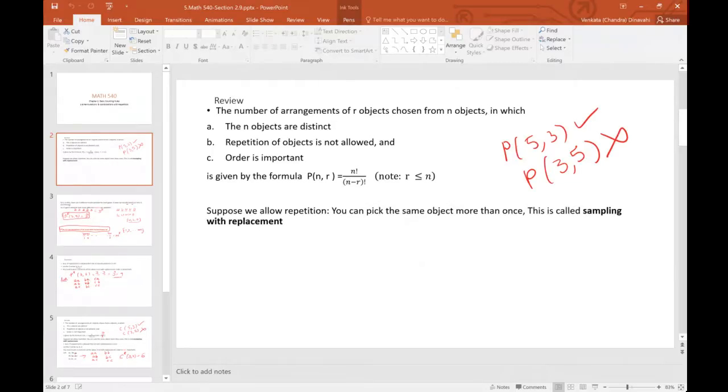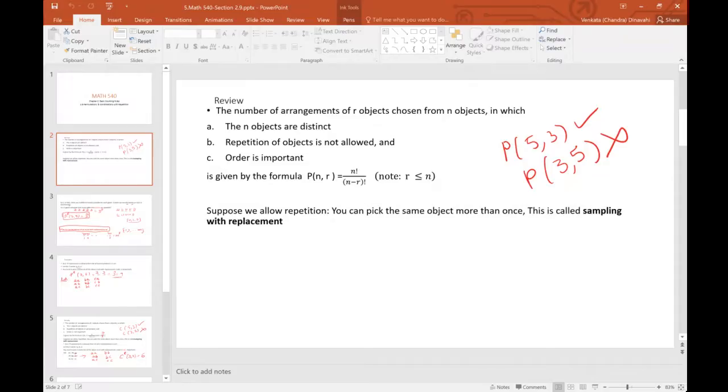Please remember, in this case your r is always less than or equal to n. For example, P of 5 3 means you're selecting 3 things out of 5 things. That makes sense because you cannot pick the same thing over and over. But P of 3 5 doesn't make any sense. People call that 0, or you can simply say it does not make sense, because you cannot pick 5 items out of 3 when you cannot pick the same thing over and over again.